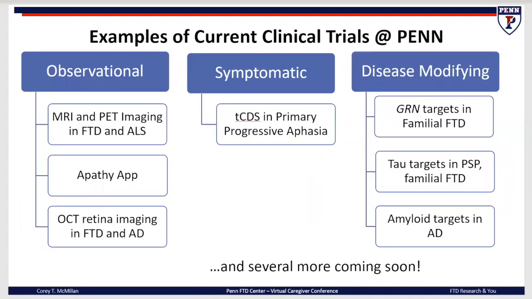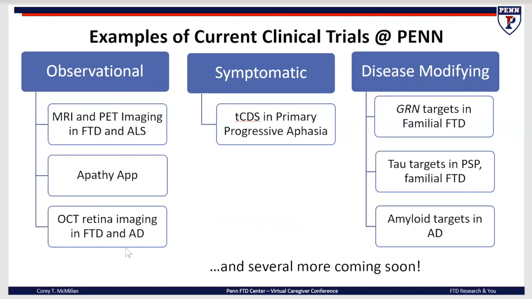At the Penn FTD Center, we are involved in several clinical trials, including observational studies where we look at imaging, the MRI and PET scans, in patients with FTD and with ALS, as well as other neurodegenerative diseases like Alzheimer's disease and Lewy body disease. We have an app in development for apathy, a very troublesome feature of FTD, the lack of motivation. This app program helps caregivers and patients create a schedule and prompt for more interactive activities during the day.